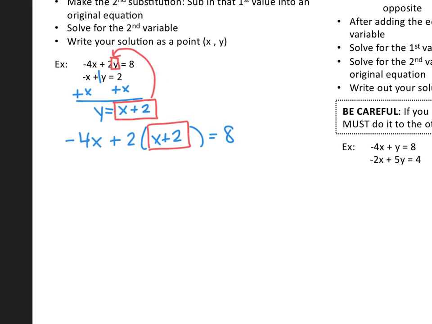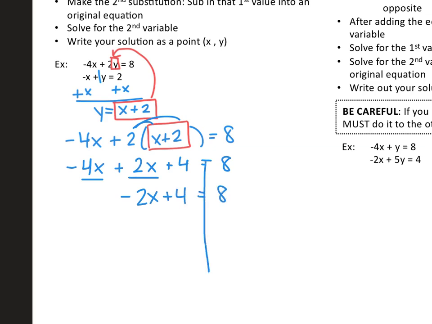At this point, we only have one variable left, and so that's an easy equation for us to solve. So we're going to go ahead and solve this equation. We're going to use distributive property, so we have negative 4x plus 2 times x is 2x, plus 2 times 2 is plus 4 equals 8. We're going to look for like terms. Negative 4x plus 2x is negative 2x plus 4 equals 8.